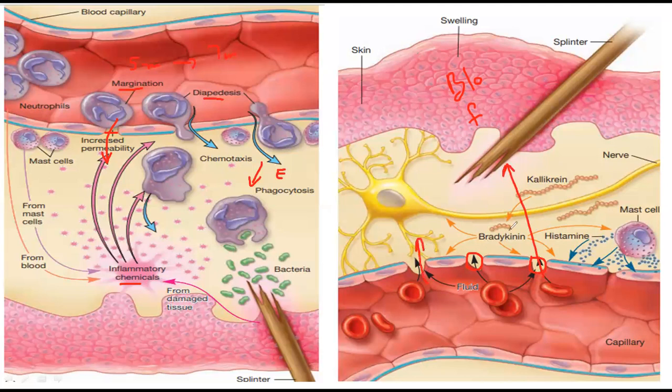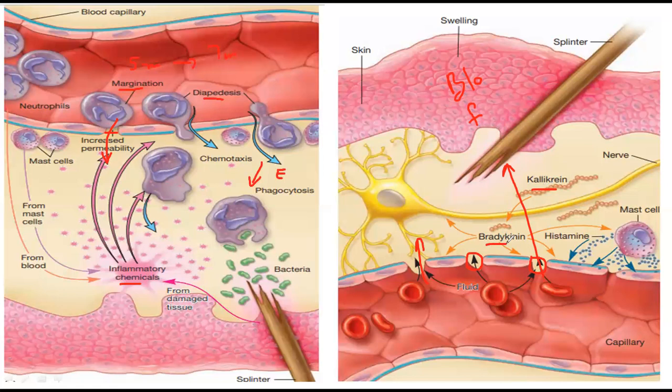Now why does pain occur? Pain occurs because of the action of the inflammatory chemicals. In our blood there is a special type of protein known as kallikrein. By the action of inflammatory chemicals, kallikrein is cleaved into bradykinin, and bradykinin is not a protein, it is a type of peptide.